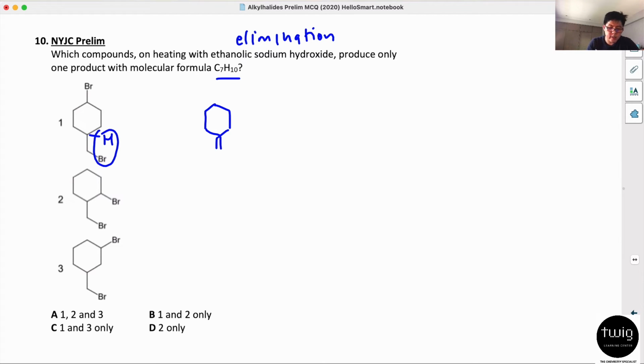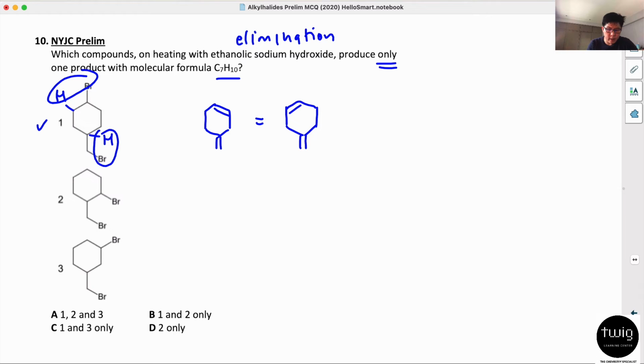Okay, and you can actually remove the H and the Br from here. So you get a double bond here. At the same time, you could also remove the H and the Br from here, which means you're going to get this compound. But actually they are the same. If you rotate 180 degrees, they are actually the same thing. So the question is only asking for one product, and this one actually produces one product since they're the same. Okay, so 1 is definitely correct.